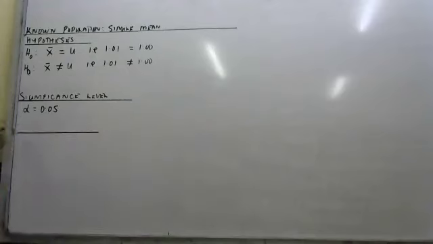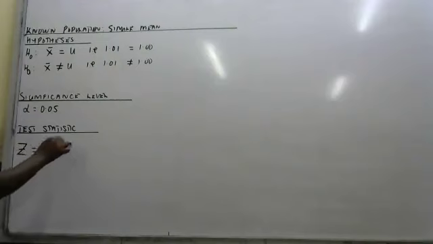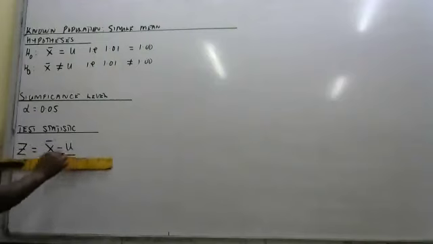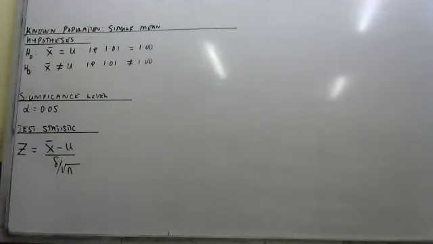Next is test statistic. Now, when the population is known and you're dealing with a single mean, the test statistic is a Z, which is given as X bar minus mu, you divide by the standard error, which we said yesterday is given as standard deviation, you divide by the root of n.